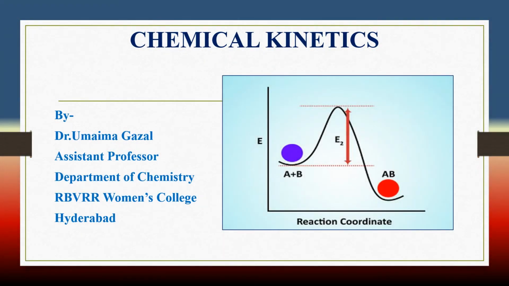Everyone, this is Dr. Mama Ghazal, and today in this video we will talk about chemical kinetics. Chemical kinetics is that branch of physical chemistry which deals with the study of the rate of chemical reactions, and such studies enable us to elucidate the mechanism by which a reaction occurs.